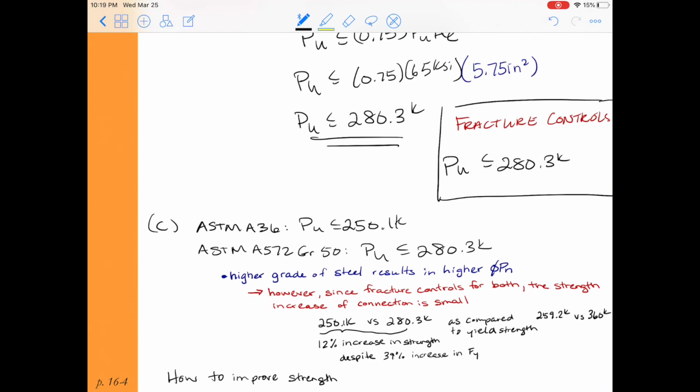If you're in a situation where you're kind of stuck and you have to come up with more capacity, say 250.1 or 280.3 wasn't enough, how do we improve the strength of the connection? I just want to go back to our formulas for yield strength and for fracture strength, and take a look at the ways we can increase their strength. So obviously we can increase by going to better materials, as we did here, F sub y and F sub u. We can also increase the thickness of different elements. We could increase the width of the plates.